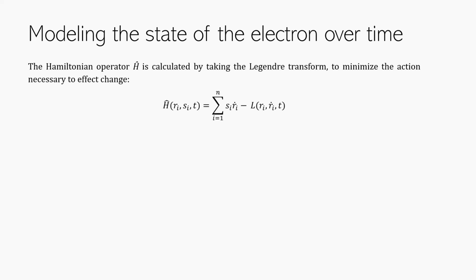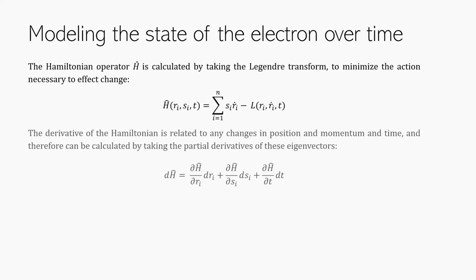The Hamiltonian operator is related to the Lagrangian function of position r, its time derivative r dot, and time t. And it's calculated by taking the Legendre transform in order to minimize the action necessary to effect change. And the vector spaces represented by r dot and s dot are generated by the sum of all perturbances and quantum oscillations, which are mathematically represented by the weight function within the Sturm-Liouville equation. As a result, the derivative of the Hamiltonian is related to any changes in position and momentum and time, and therefore can be calculated by taking the partial derivatives of these eigenvectors.